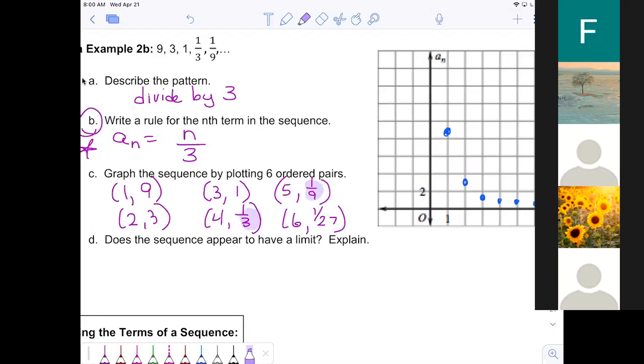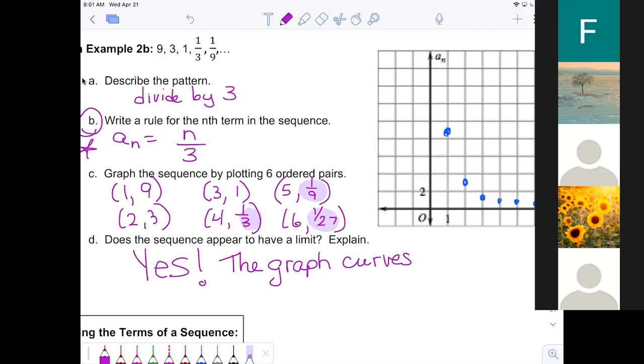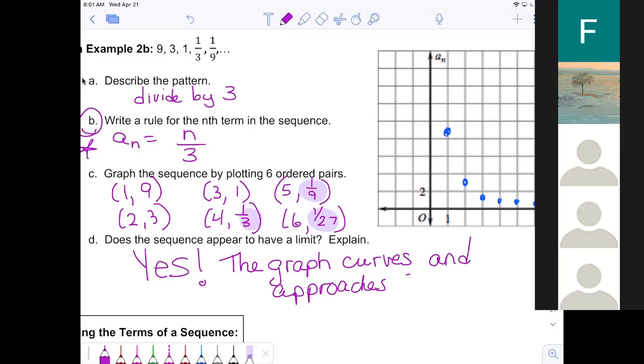And the last 3 numbers are really close to each other. So this graph does have a limit. And you could say the graph curves, or the sequence curves. What number does it look like they're getting really close to? Zero. Yeah. So we'll say there is a limit because the graph is curving and it's approaching 0.